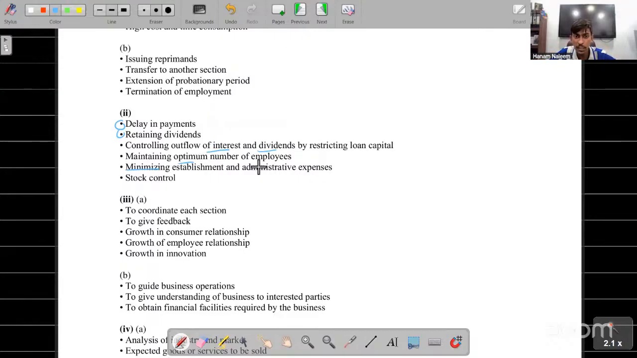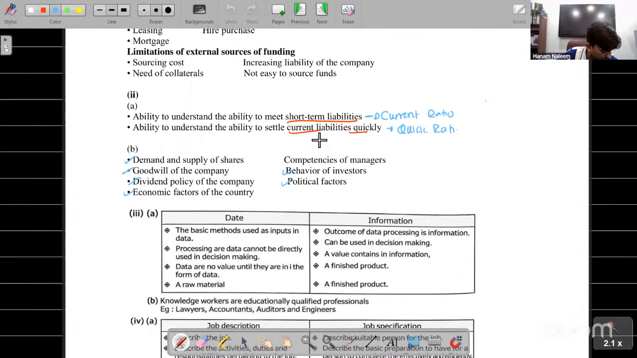Next one, minimizing the expenses. Through that also we can control the cash outflow, and proper stock controlling. When you have proper stock controlling, there won't be wastages. And when you order the stocks based on economic order quantity, ordering cost and holding cost will be equal and your total cost will be at the lowest. So you can control the cost there also. So that's the main thing. I think that's it from that paper.